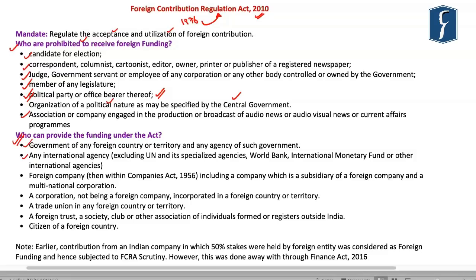any international agency but excluding United Nations, World Bank, International Monetary Fund, any foreign company, a trade union based in any other foreign country, a foreign trust, or a citizen of a foreign country. Apart from that, please do note that whenever an Indian company in which at least 50% of stakes were held by a foreign entity provided for funding, then such funding was actually under the ambit of the Foreign Contribution Regulation Act 2010.